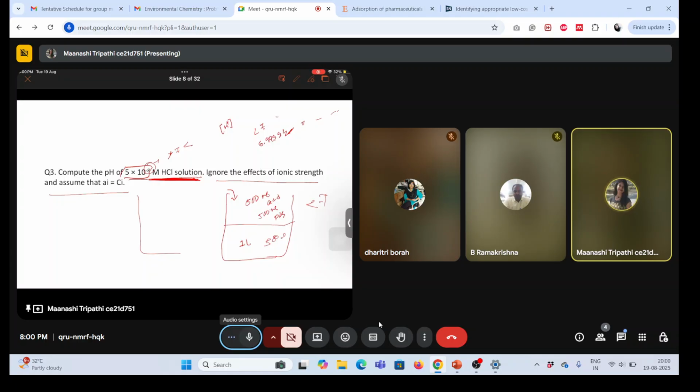H plus coming from this plus H plus coming from water. So we need to consider both for solving such kind of question. So here both the things will be dissociated, water and HCl. So try to solve this one.